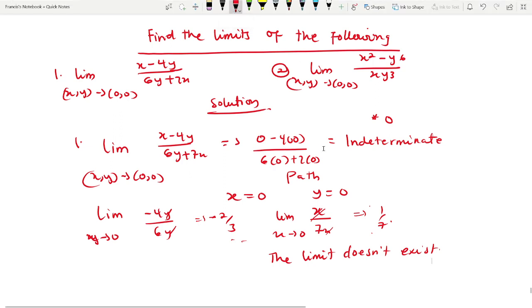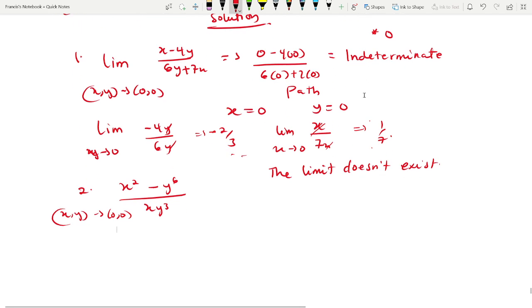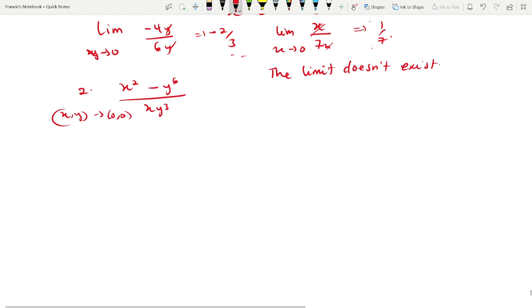So let's see the second part of the problem, which is (x squared minus y to the power 6) over (x y cubed) as (x, y) approaches (0, 0). As usual, the first thing I said you should do is put in your limit values to see if you get a definite limit as your solution. If not, you go on with other tests. You realize that if I put 0, 0 here, it's obviously going to be indeterminate.